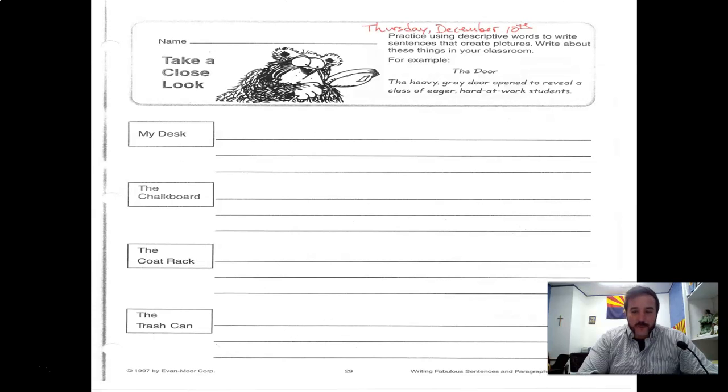Describe the door. What about the door? And notice the sentence they came up with. The heavy gray door opened to reveal a class of eager, hard-at-work students. Oh, how very, very nice.